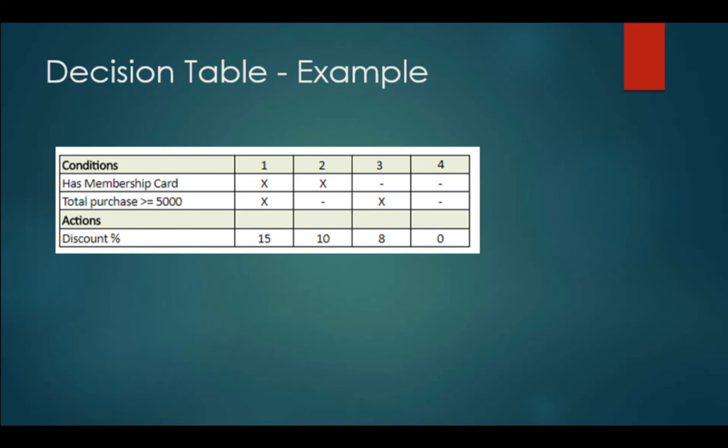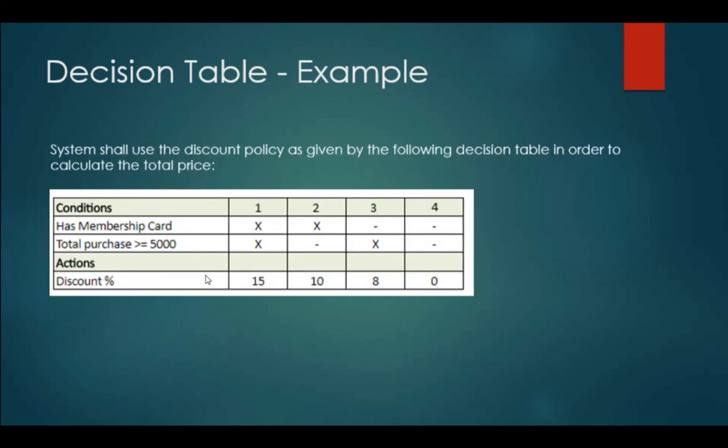Now, few points you might want to note down here. If you just want to put this decision table in your requirement, your readers may not be able to understand the context. So you may want to mention what this decision table represents. For example, by adding a text which reads like this: system shall use the discount policy as given by the following decision table in order to calculate the total price. And then follow the text with the decision table. So it looks somewhat like this.